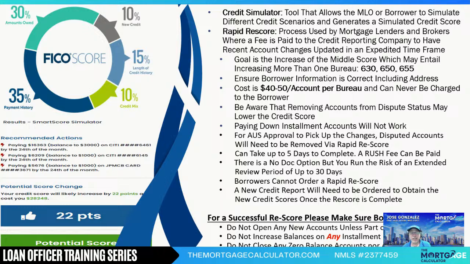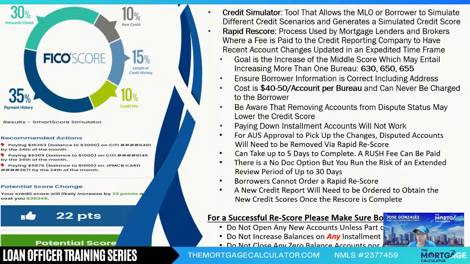You want to make sure that they do not increase any balances on any installment nor revolving accounts. And what I mean by that is not the limit, not telling them increase my limit, just don't increase the balances. In other words, don't charge the credit cards to any balances higher than the balances that were on the simulation report. Because if any of those other balances change on the other revolving accounts and installment accounts, guess what?